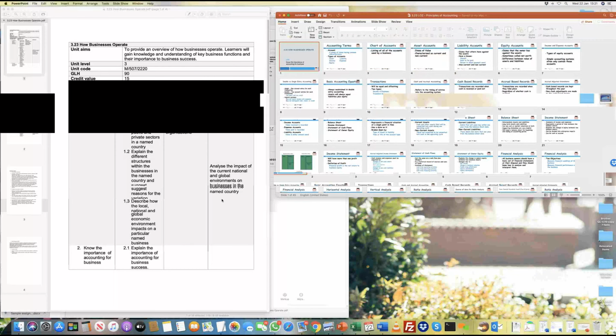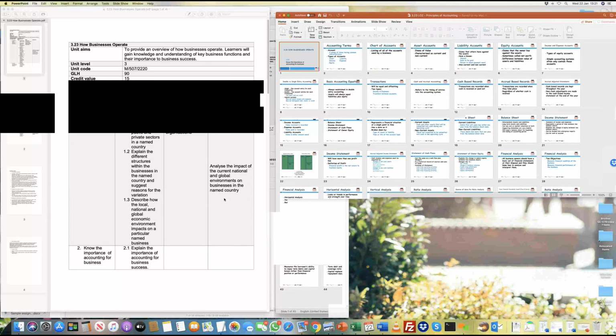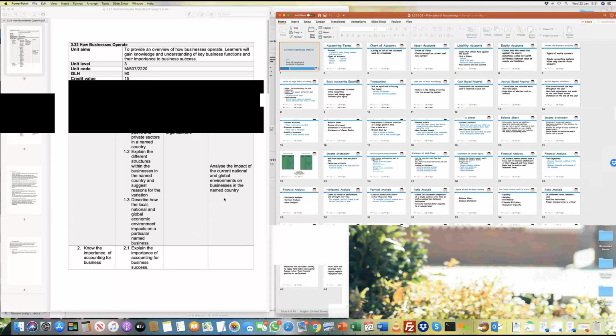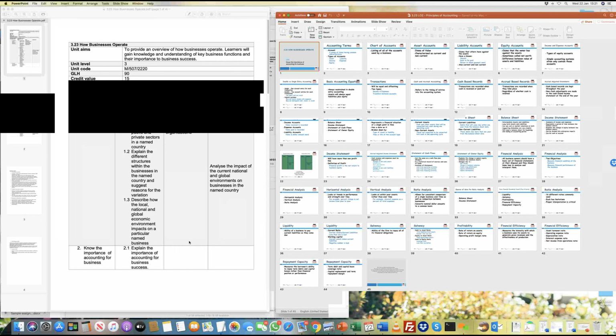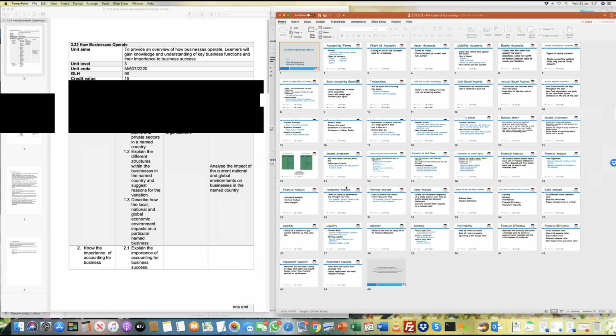So let's do a bit of a recap. There's only one particular assessment criteria to cover, but let's see, depending on how quickly and how much you understand accounting and finance terms. So let's do a quick recap in terms of what we covered last time.